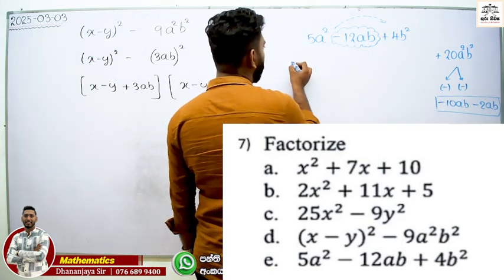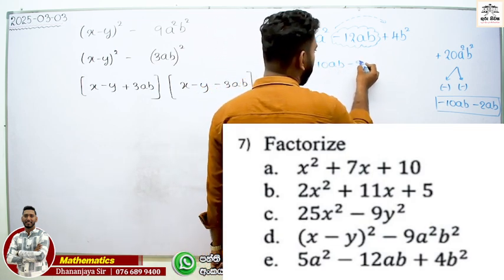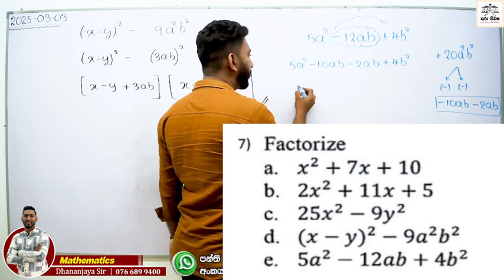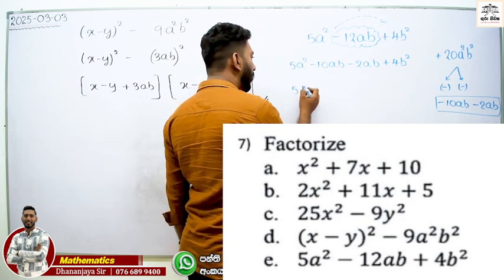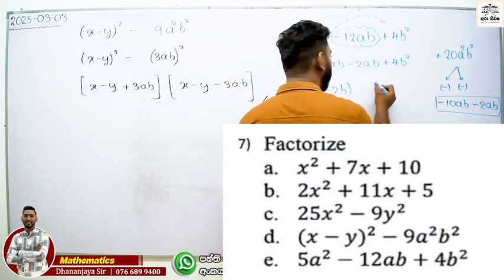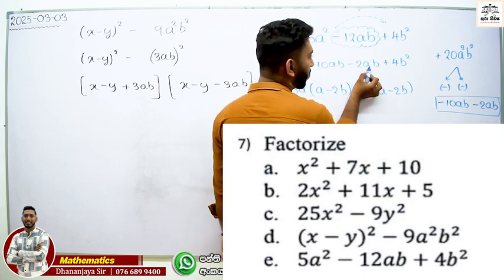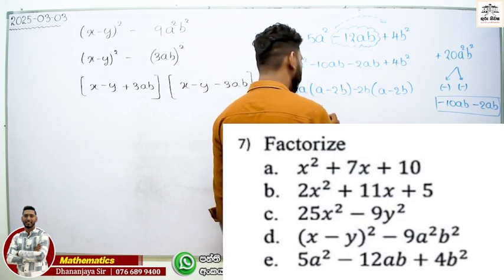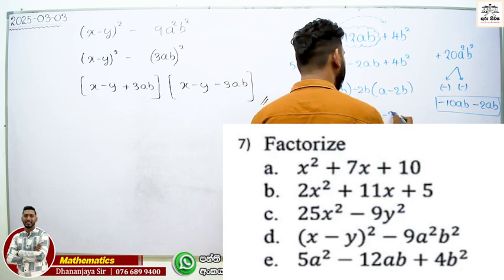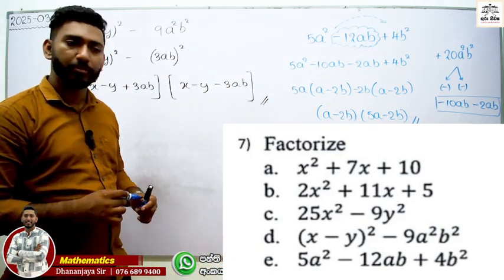Now what to do? 5a squared minus 10ab minus 2ab plus 4b squared. And 5 is common and a is common. a minus 2b, and repeat the same bracket, a minus 2b, and the middle one a is there and the minus 2b is the missing one. a minus 2b and 5a minus 2b. Right? This is the answer. a minus 2b, 5a minus 2b.